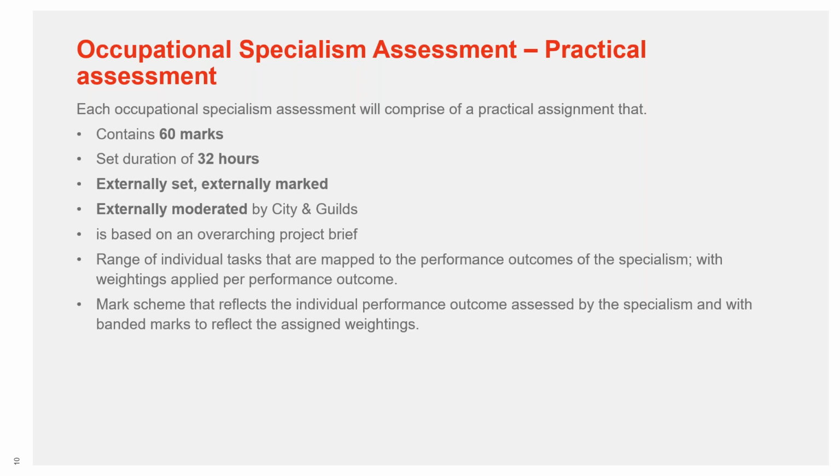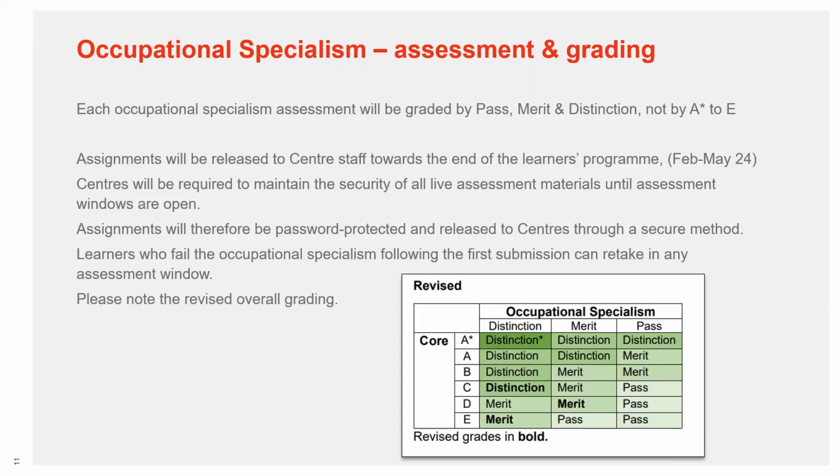So I mentioned previously about the assessment and the grading, and it has been tweaked a little bit, and this might be new to you. You can see at the bottom there a revised grading table. As I mentioned when we opened the session, the OS in the second year is graded pass, merit and distinction, and not by A star to E. I don't necessarily know the reason why, but it is pretty straightforward as to how to find the overall grade. So if a learner got a B in the core and a merit in the occupational specialism, you can marry the two together and you can see there that they would get a merit overall.